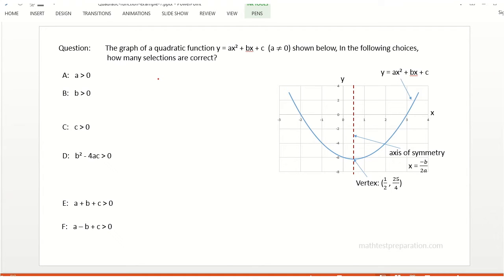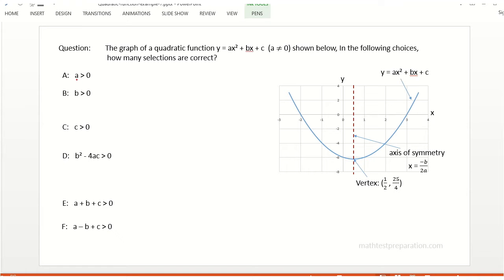In this lesson, I'm going to talk about the relation between the graphic and the coefficients a, b, c. The question is, the graphic of a quadratic function y equals ax squared plus bx plus c is shown here. In the following choices, how many selections are correct?